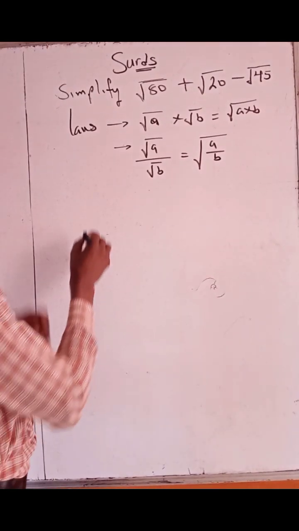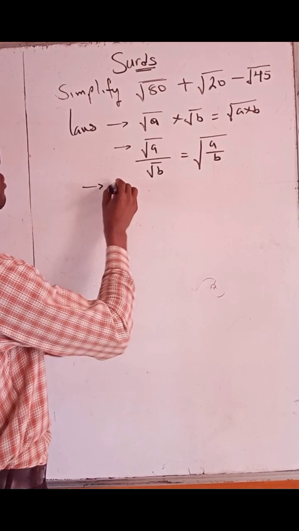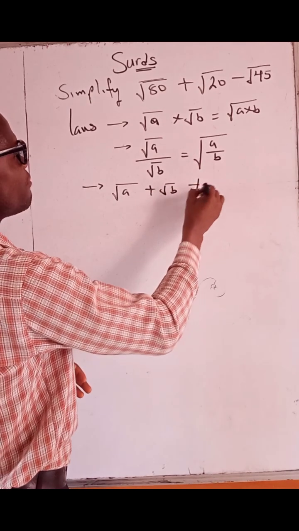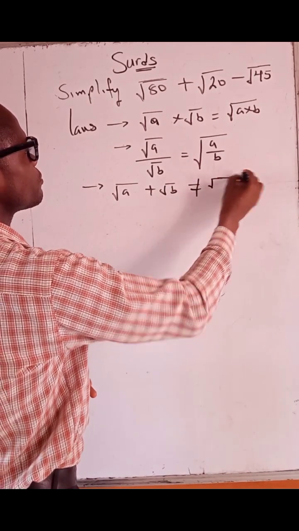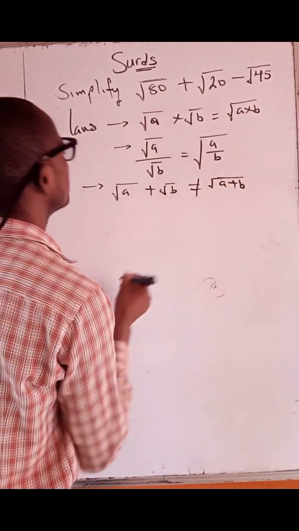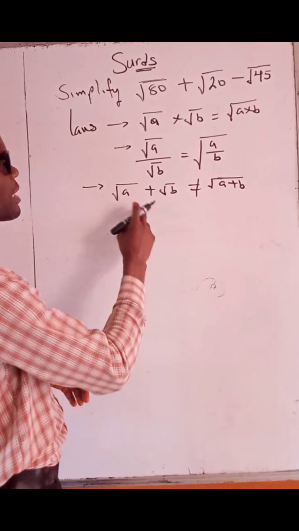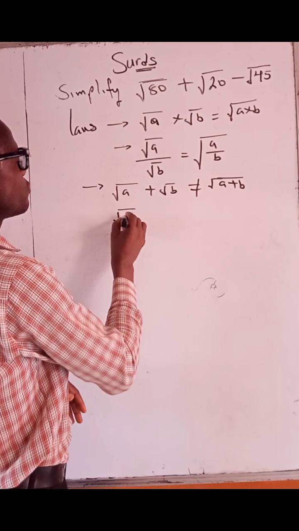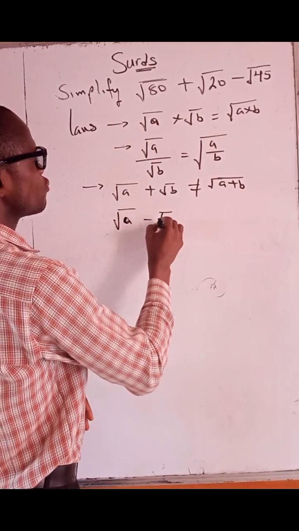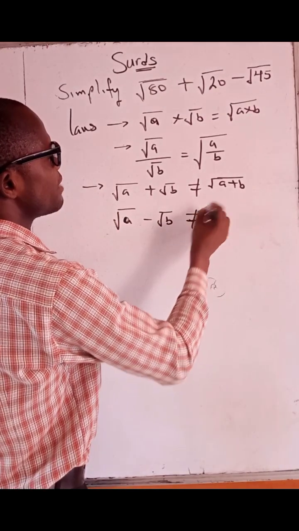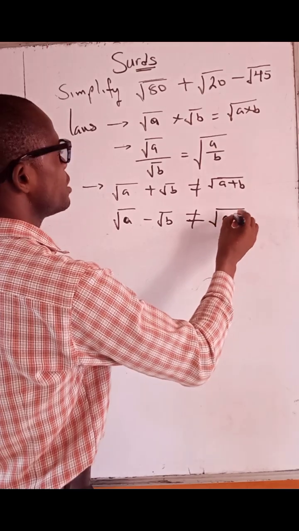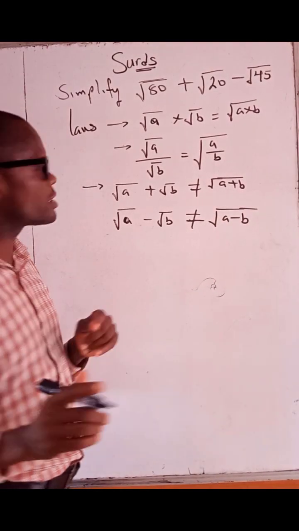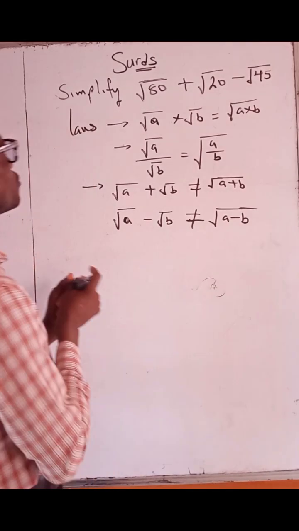So let's take note. When you have root A plus root B, it can never be root of A plus B, because they are not in the same class. That's what we call like surds. Also, when you have root A minus root B, note that it can never be root of A minus B, all together. So please take note. Now let's quickly go back to our question.